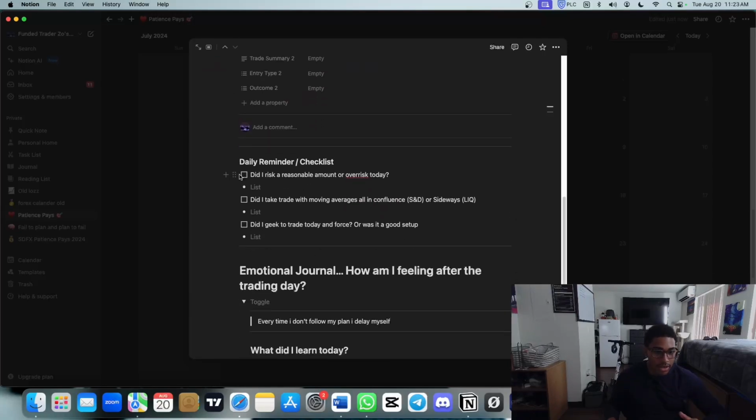Did I risk a reasonable amount, right? That's all dependent on the account type, but I have that here so that depending on the account I'm trading, I can hold myself accountable. Like, how much did I risk? Was it reasonable, or did I over risk? Did I trade with the moving averages and all confluence, supply and demand, or sideways liquidity, etc.? Yes. Did I geek the trade or force?